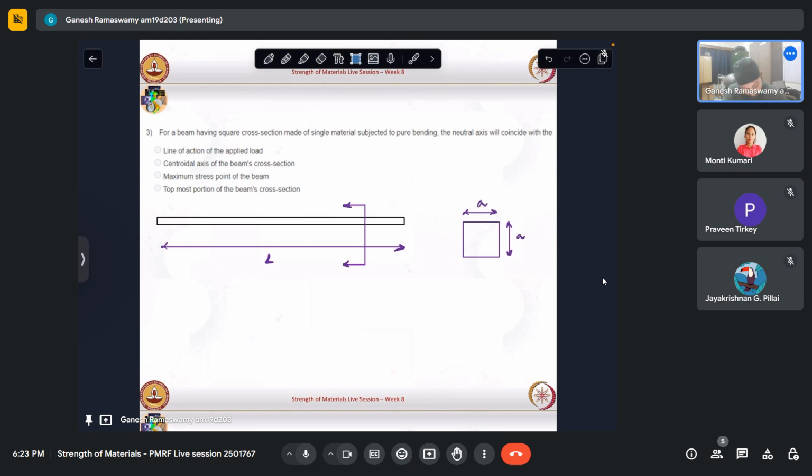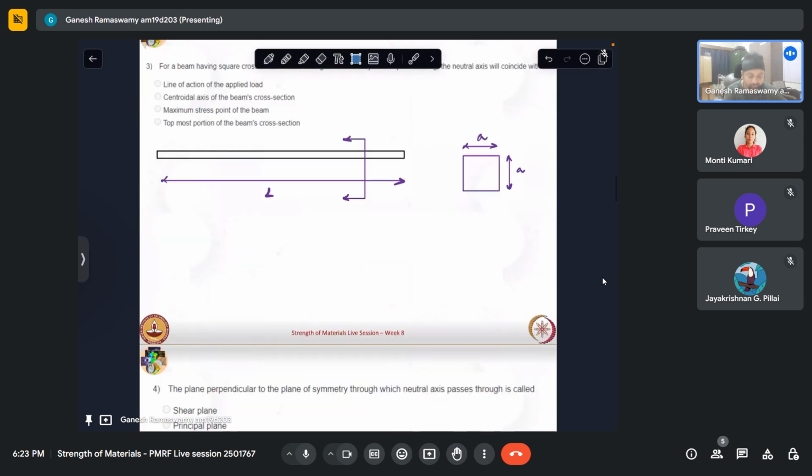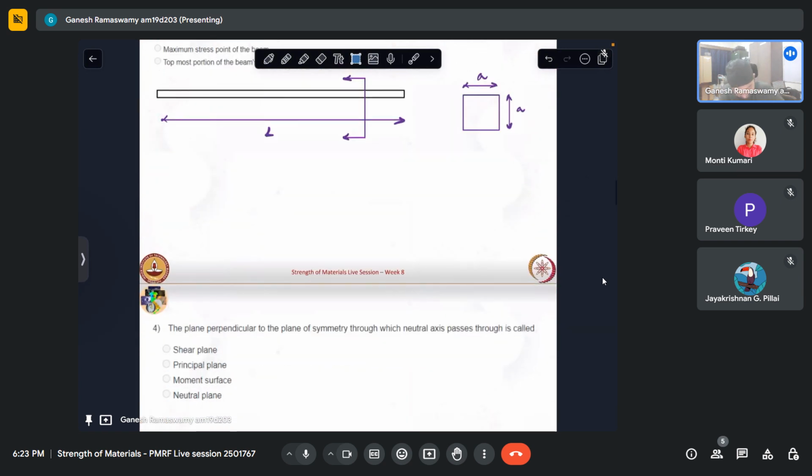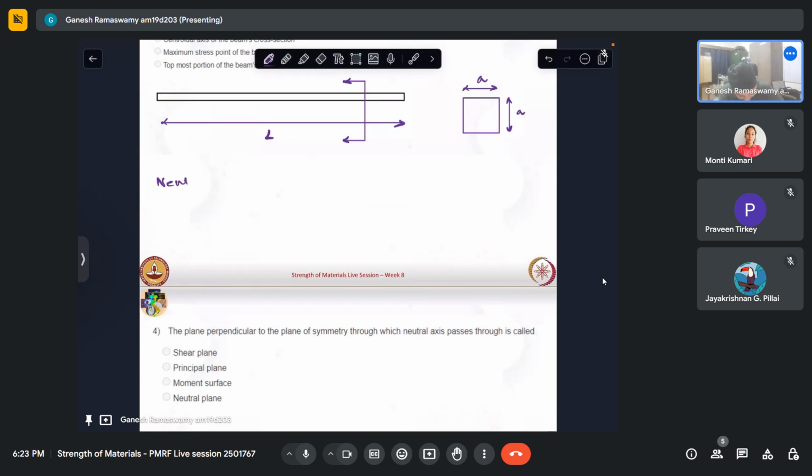And it is made of a single material. The neutral axis will coincide with which of these is what is asked. Essentially, the neutral axis is a fiber.